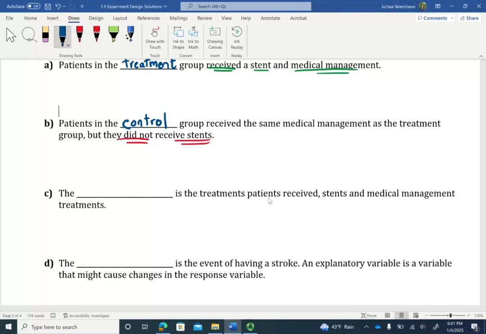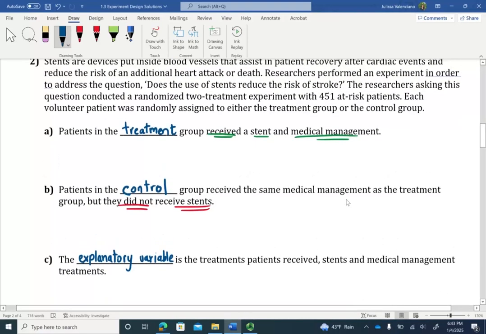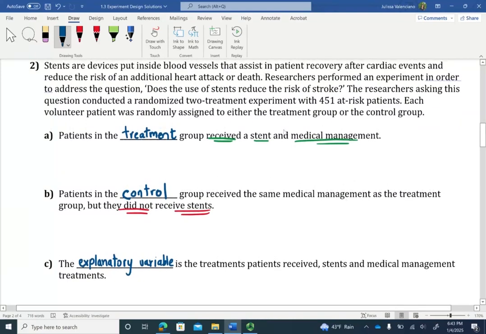The blank is the treatments patients receive. In this case, it would be the stents and the medical management. This would be considered the treatments. This is what we call the explanatory variable. The explanatory variable is controlled by the researchers. This is going to be the expected cause of something else. This is going to explain the results that we see in the experiment. Okay? So in this case, stents are going to explain the results that we see in strokes.